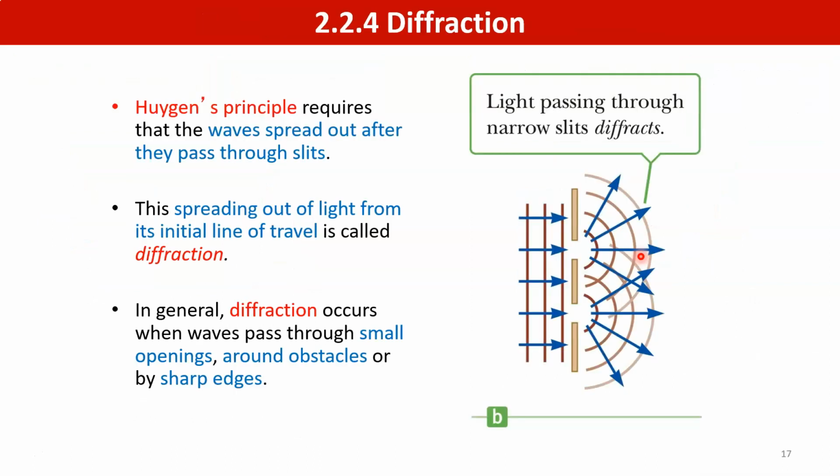Alright, diffraction. Next topic, topic 2.2.4. This is about diffraction. Huygens' principle requires that the wave spread out after passing through slits. This spreading out of light from its initial line of travel is called diffraction. In general, diffraction occurs when waves pass through small openings, around obstacles, or by a sharp edge.